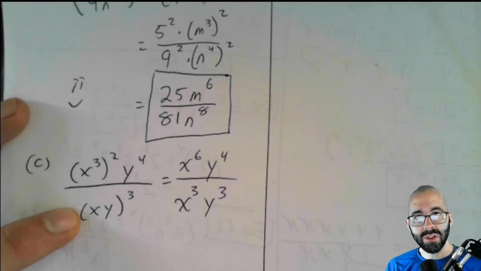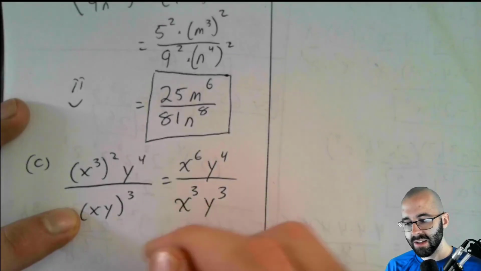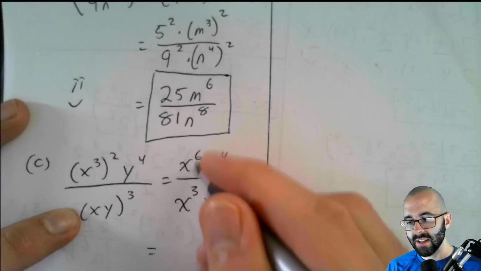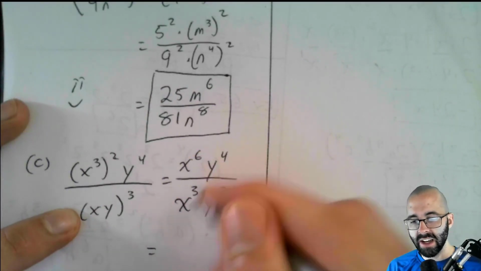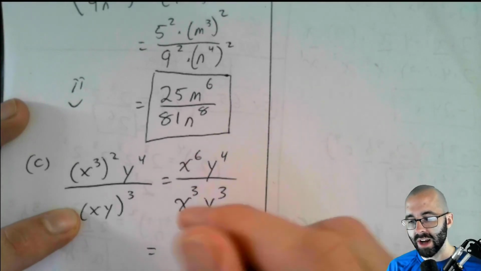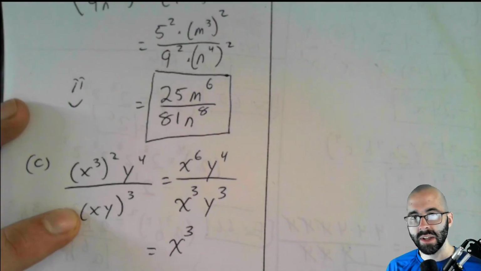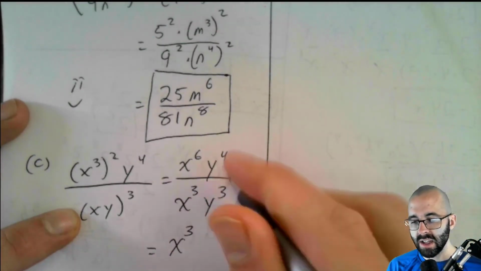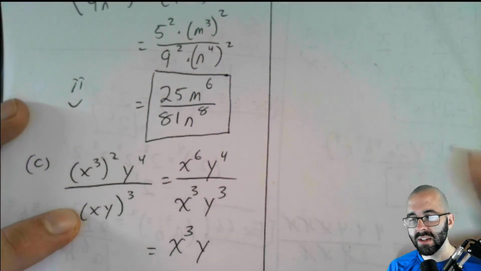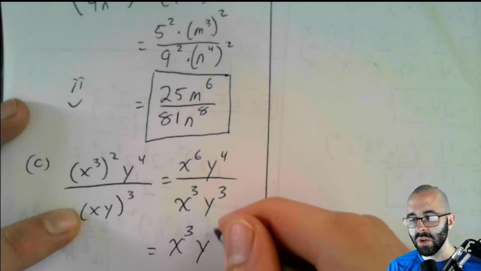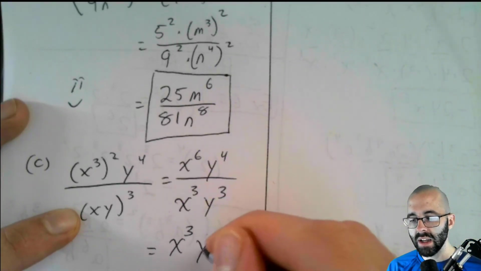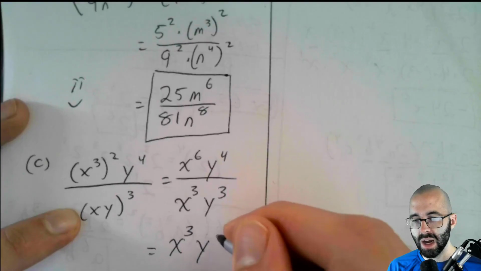And now we get to use the quotient rule from before, right? X to the 6th, x cubed, they're being divided. Same base, we subtract those exponents. 6 minus 3 is 3. Same thing with the y's. 4 minus 3 is 1. We usually don't write the 1. Y is the same thing as y to the 1st power.